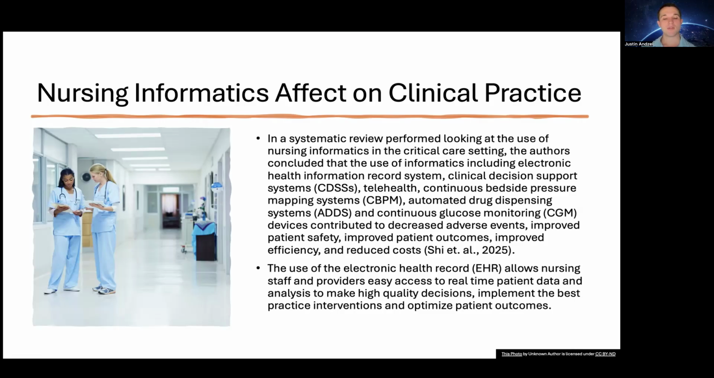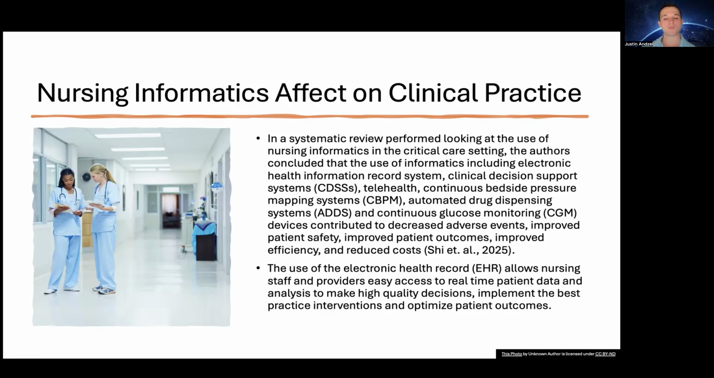The use of the electronic health record, EHR, also allows nursing staff and providers easy access to real-time patient data and analysis to make high-quality decisions, implement the best practice interventions, and optimize patient outcomes.